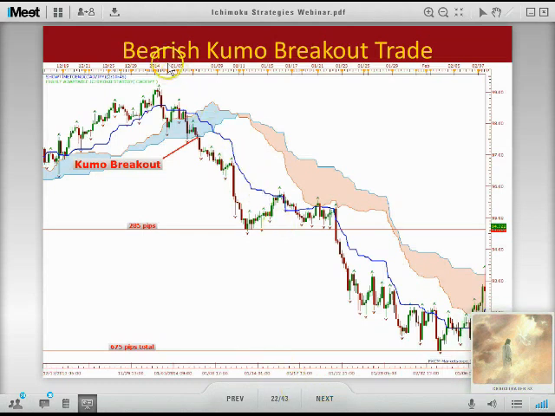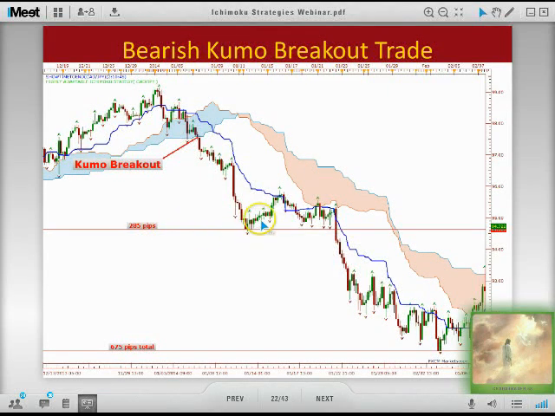All right, so here's a bullish Kumo breakout trade. Price comes down, breaks out of the cloud. First candle out of the cloud, we're in the trade. It breaks out, moves all the way down. I never have to get out of this trade or do anything, because it doesn't tell me to do anything. I just ride this market all the way down to this level, 285 pips.